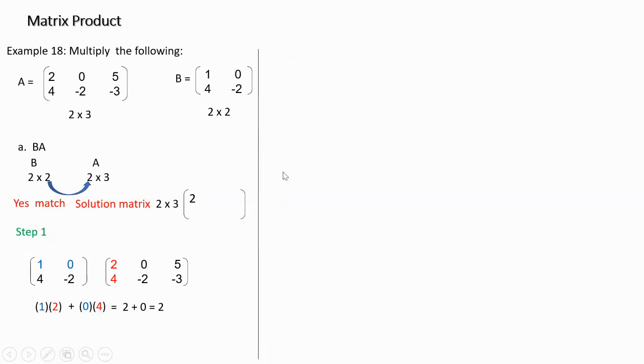Now step 2. It's going to be the same row, but now I'm going to multiply it times the second column. You see, on step 1, it was the first column. Step 2 will be the second column, and step 3 will be the third column. So it'll be 1 times 0 plus 0 times negative 2. The answer will be 0 plus 0. The answer will be 0. So that goes on the first row, second column.